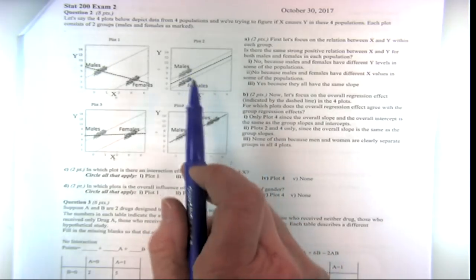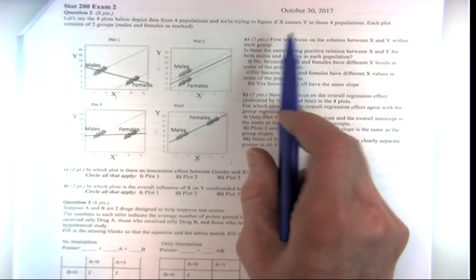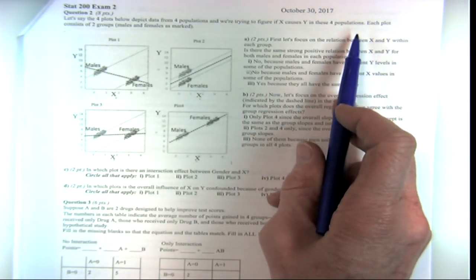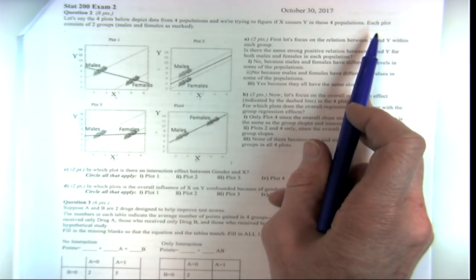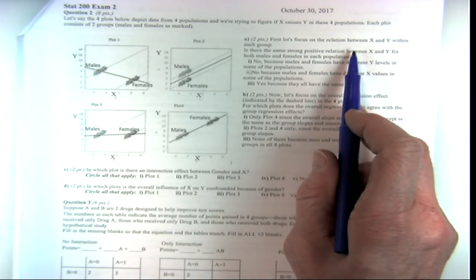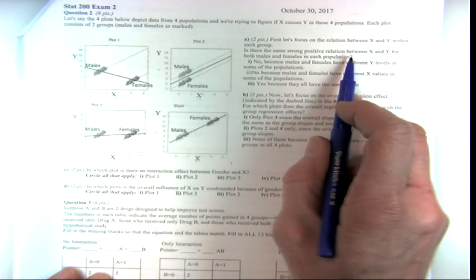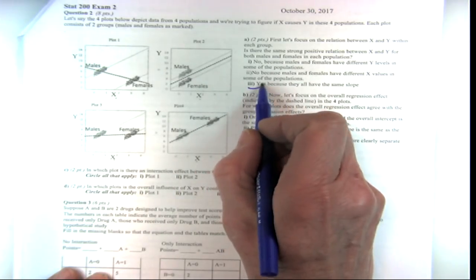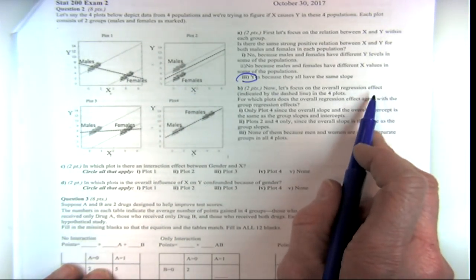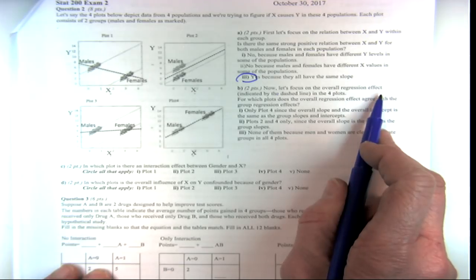All right, so these 4 plots depict data from 4 populations, and we're trying to figure out if X causes Y in these 4 populations, and each plot consists of these 2 groups, males and females. Let's focus on the relation between X and Y within each group. So within each group, they're all positive. Is there the same strong positive relation? Yes, they all have the same slope. There's no interactions here at all. Now let's focus on the overall regression effect.